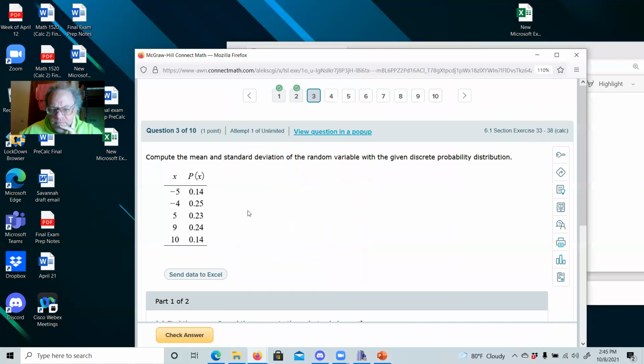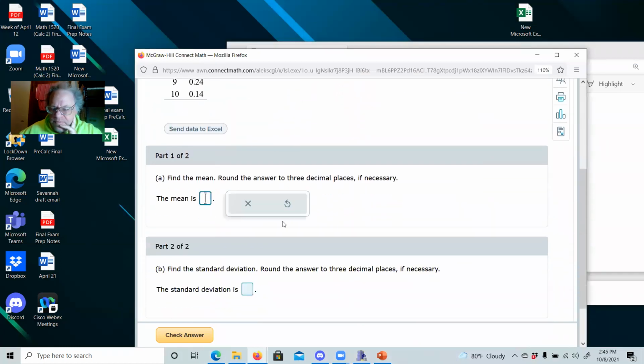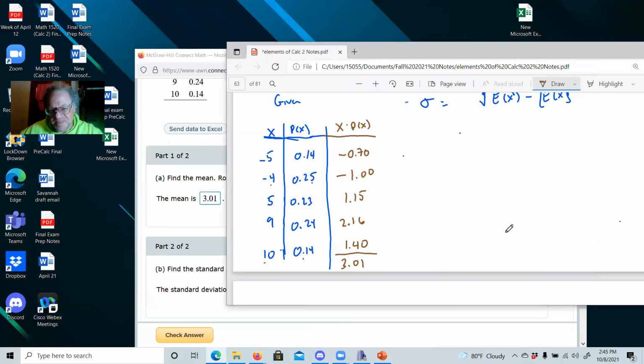Okay, so find the mean. This was 3.01. Okay, find the standard deviation. It is criminal that they don't put a little check mark in here so you could stop, check to make sure that that's correct, and then move on with your life. Okay, and we get to the next one.